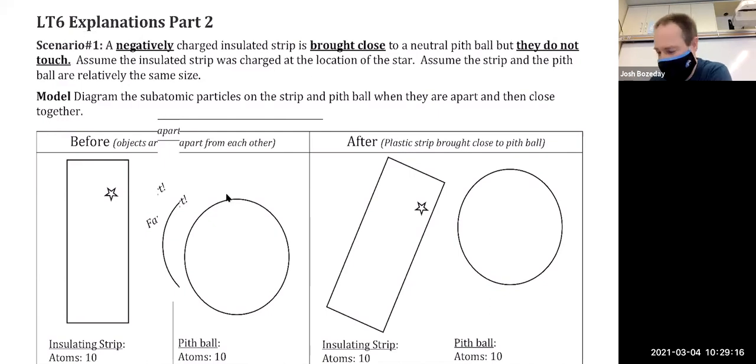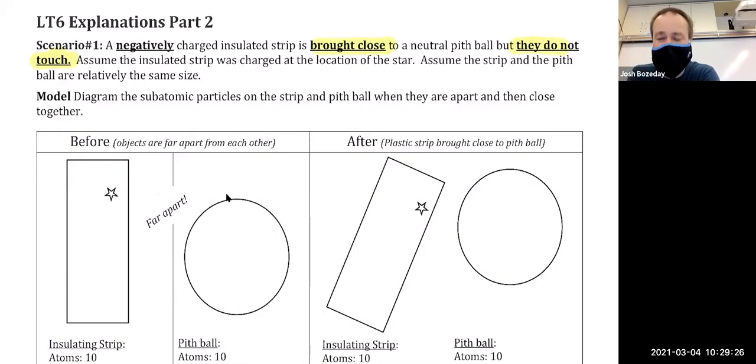So here we go. The answer is this. A negatively charged insulated strip is brought close to a neutral pith ball, but they do not touch. And there you have it. Right away, that is the big hint to look for to tell you that this is electron shifting. So number 4 would have been the correct answer.